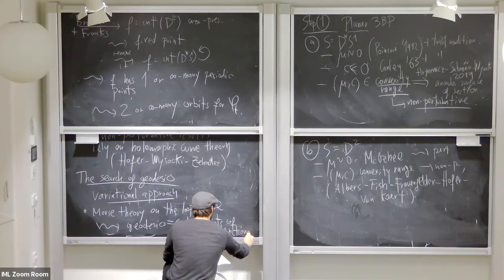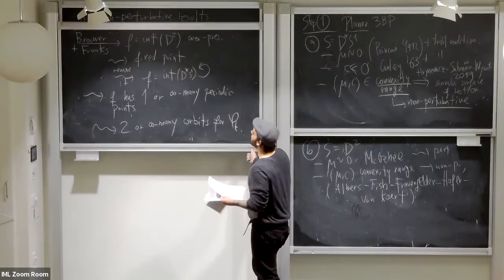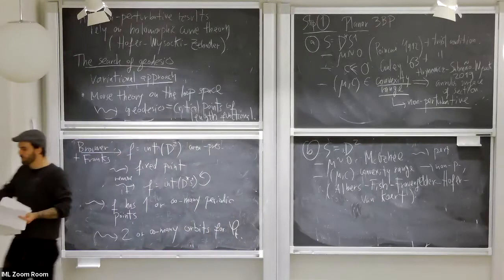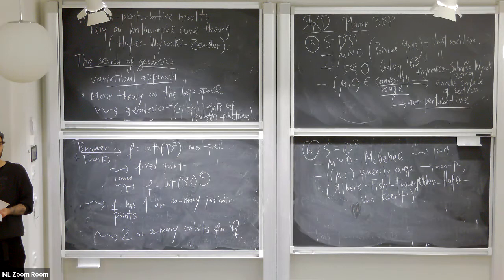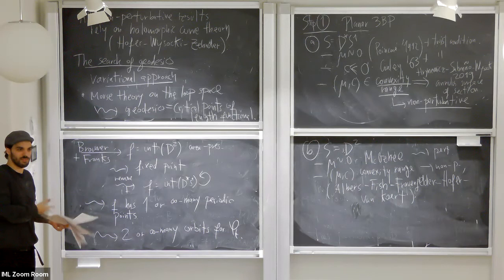So you write down a functional on the loop space, on the space of loops on your manifold. You look at the critical points. It's precisely your geodesics, and trying to find those critical points is precisely why Morse developed this theory. The main motivation for the development of Morse theory comes from the search of geodesics, and that can be traced in some sense to the three-body problem as well.